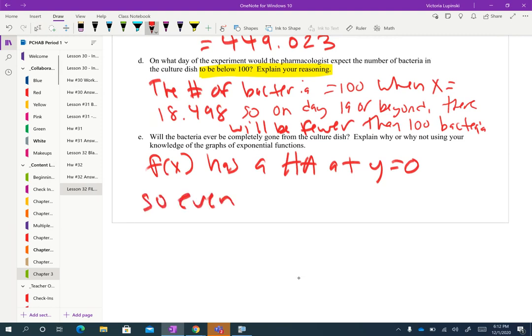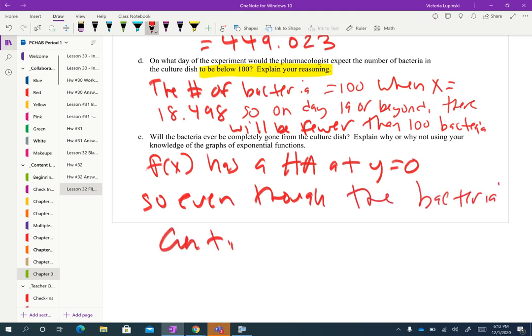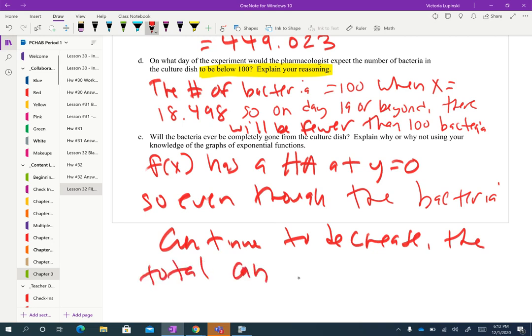So even though the bacteria continue to decrease, the total number can never be 0. That's the whole point of a horizontal asymptote. So even though there's eventually going to be a microscopic amount of bacteria, it technically is still going to be there, and that's because of the horizontal asymptote. So not really, I think, a difficult lesson, but an important one.